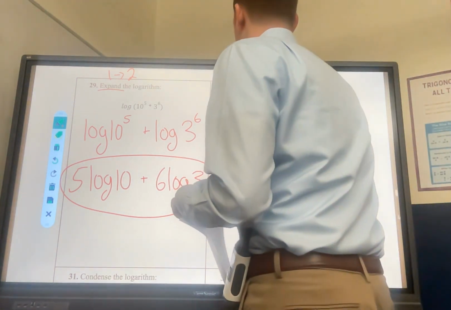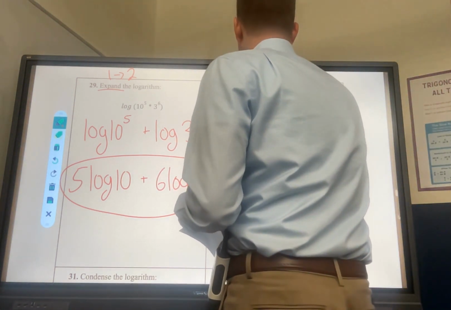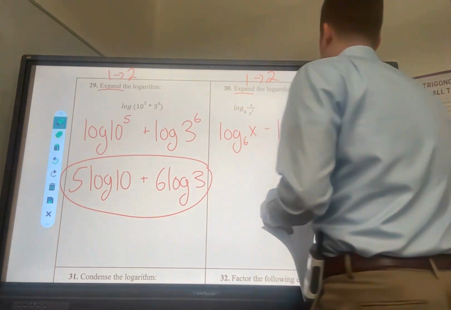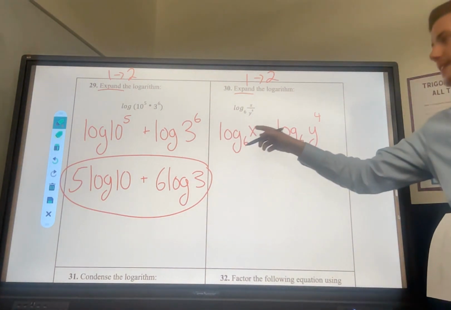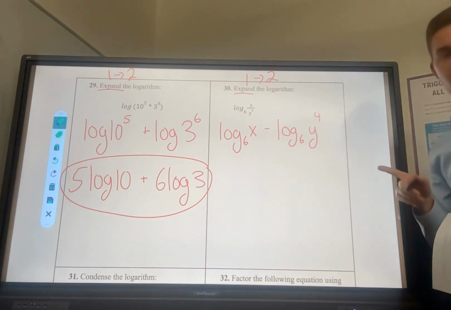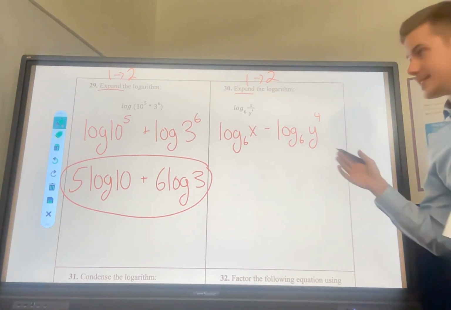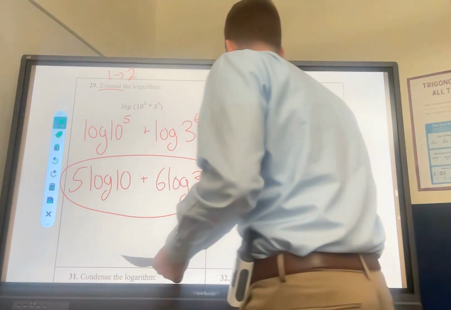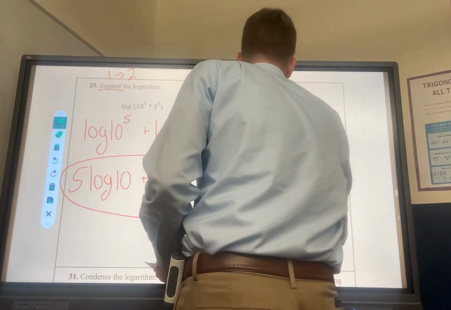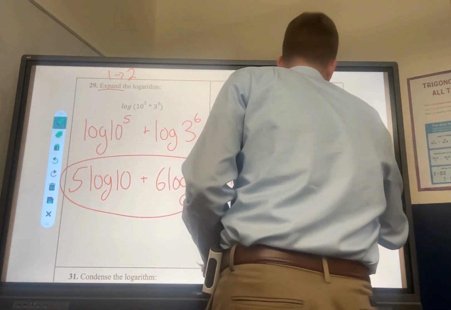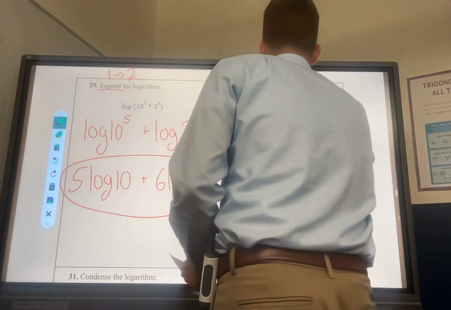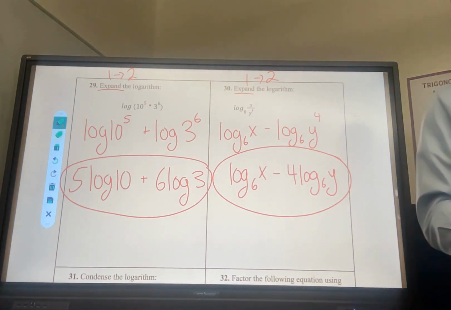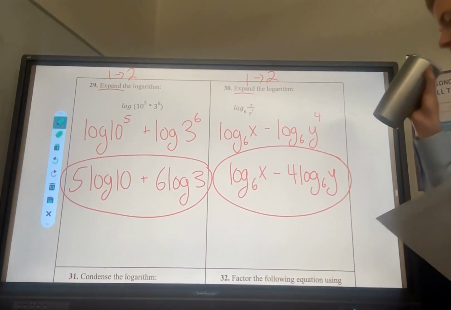Let's go ahead and rewrite. Okay, so I've got log base 6 of x minus log base 6 of y to the 4th. I'm almost done. My last step is similar to question 29. I can use my exponent rule to rewrite that exponent of 4. All right, cool. There we go. So our final answer, log base 6 of x minus 4 log base 6 of y.